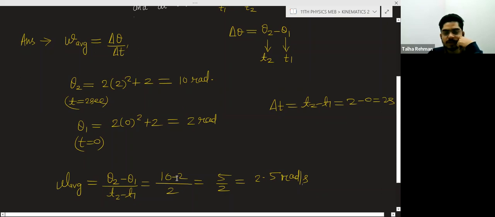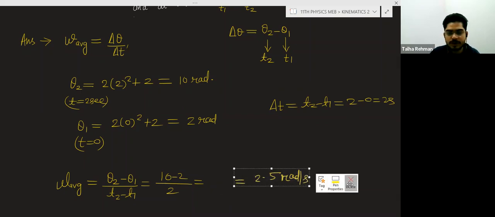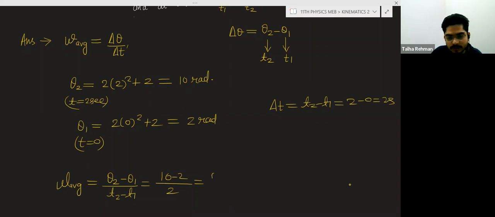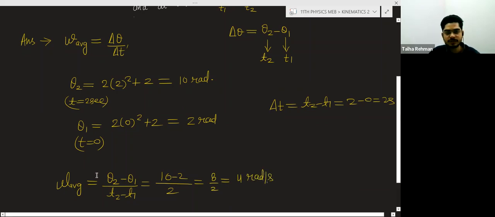Oh, this is 10 minus 2. Sorry, what I am doing. So sorry. This is 10 minus 2 will be 8, divided by 2, and this is 4 radian per second. Radian per second is the unit of angular velocity.